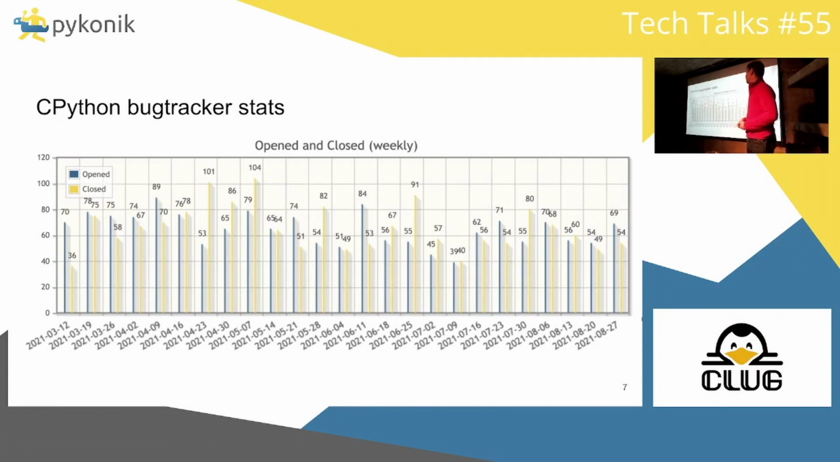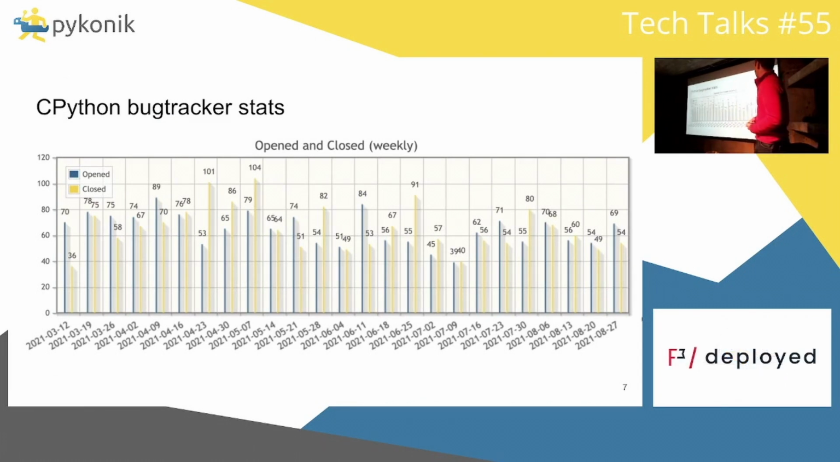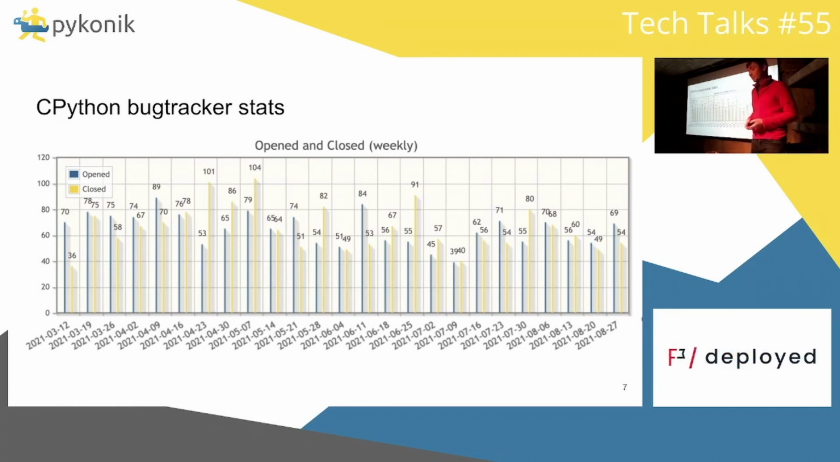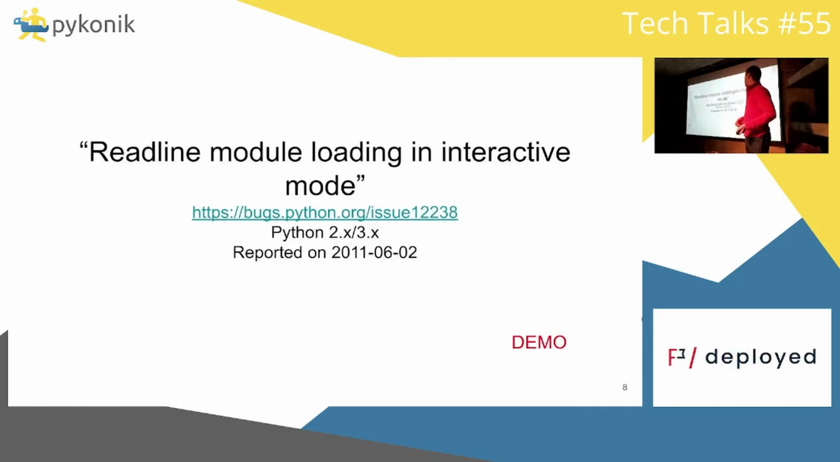Here are some stats from the CPython bug tracker. On the x-axis you can see week by week statistics of open and closed issues. There's a lot of stuff going on there, and it's impossible to catch up with all of this. Even if you would like to track all the security-related stuff or performance or any other category, you would probably not be able to do so nicely, I would say. But you can at least go through this.